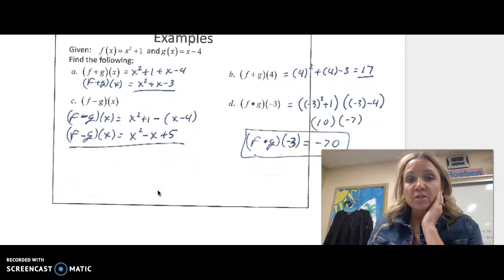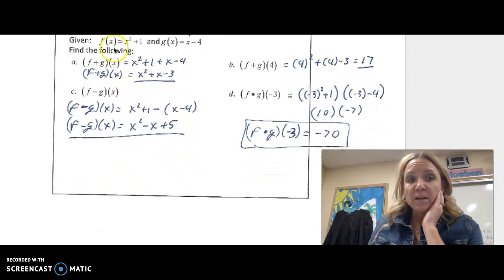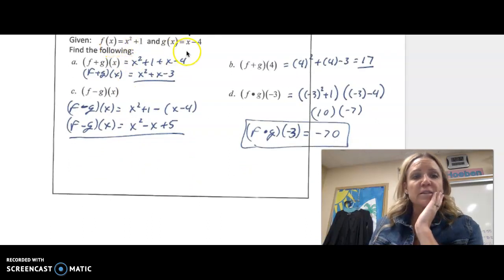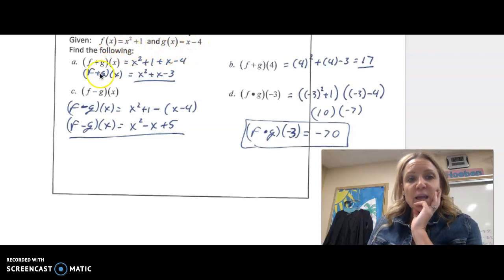Okay, so here's some examples. And again, we've got a new f of x and a new g of x. And for A, we want to add them. For B, we want to add them. For C, we want to subtract. And for D, we want to multiply.